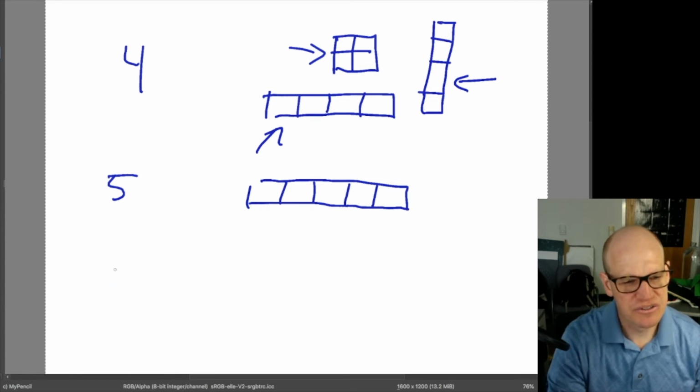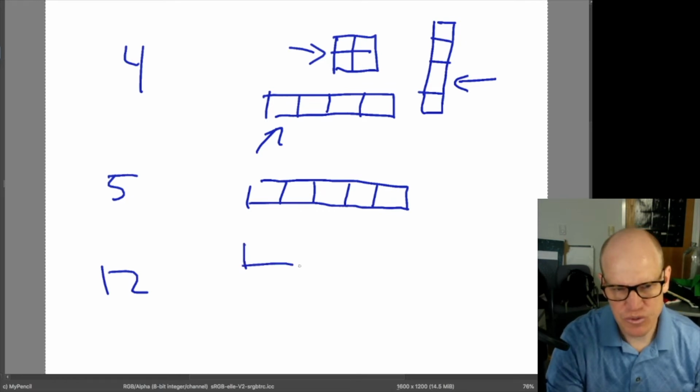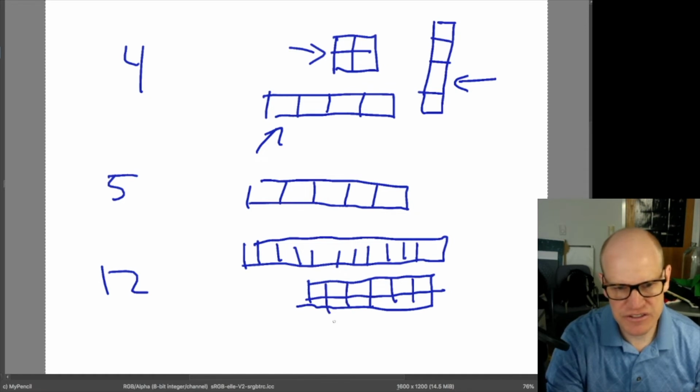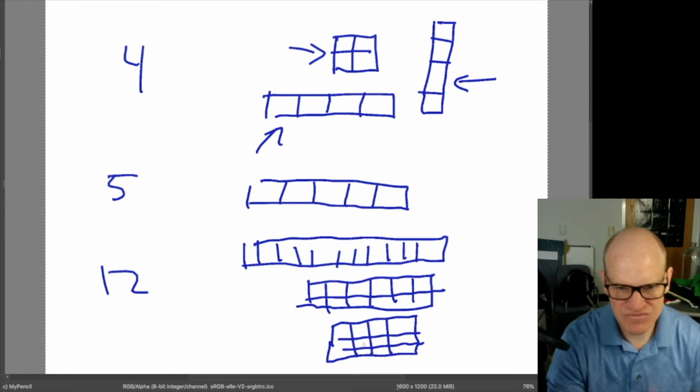Let's do 12. So there's a variety of ways you can do 12. You can do 1 times 12, like this. You can do 2 times 6. You can do 3 times 4. Oh, that's ugly, but pretend that it works.